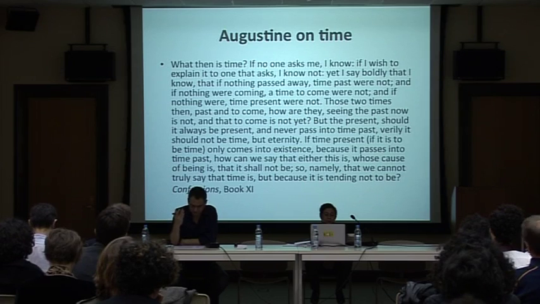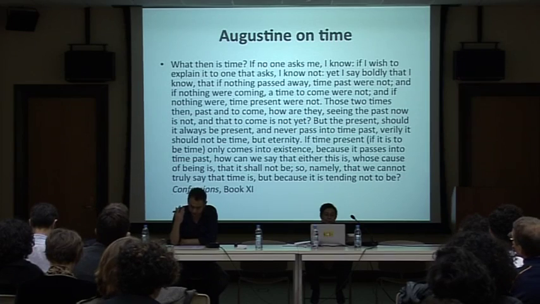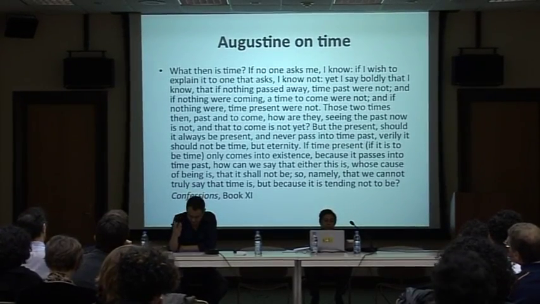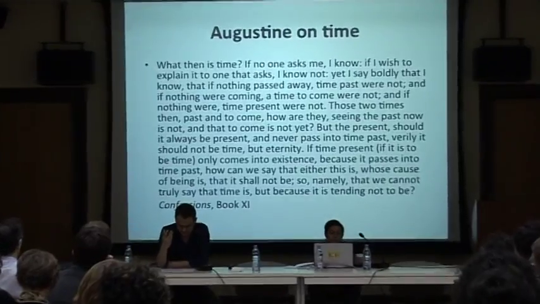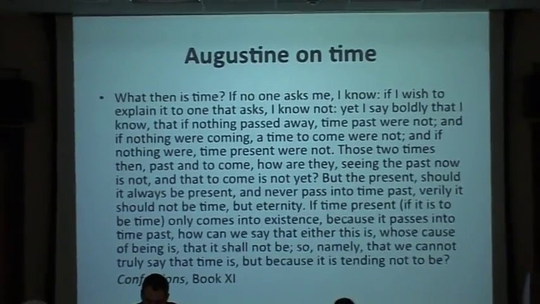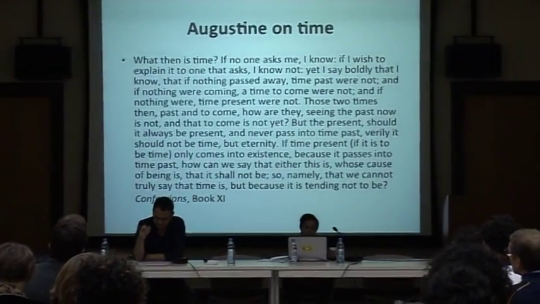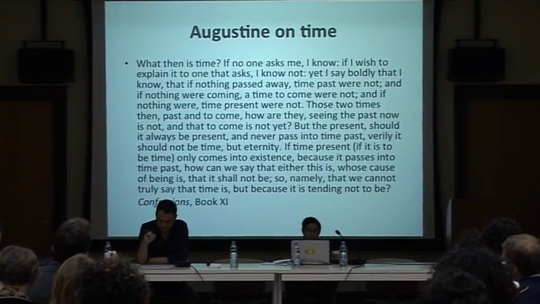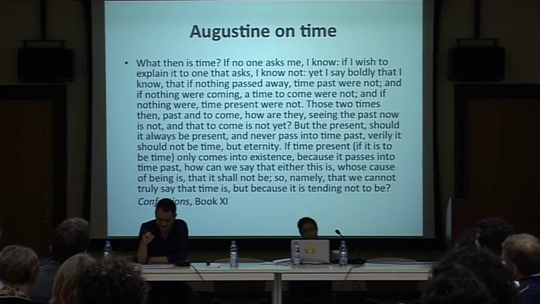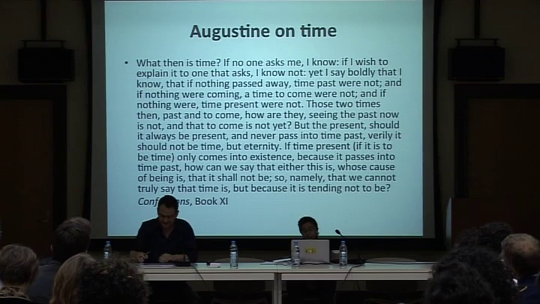Those two times then, past and to come, how are they, seeing the past now is not, and that to come is not yet? But the present, should it always be present and never pass into time past, verily it should not be time but eternity. If time present, if it is to be time, only comes into existence because it passes into time past, how can we say that either this is, whose cause of being is that it shall not be? So namely, that we cannot truly say that time is, but because it is tending not to be."